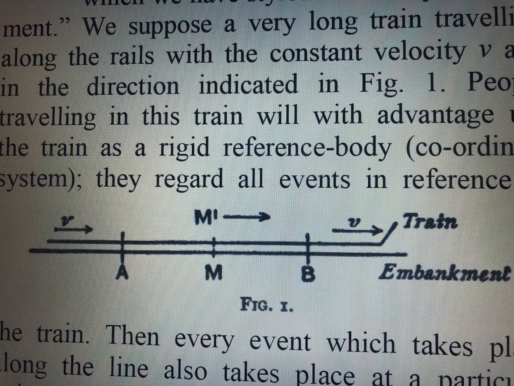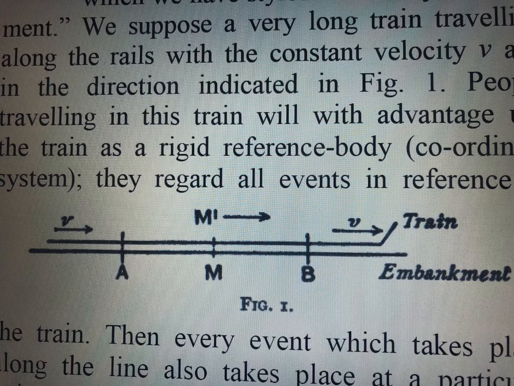Are two events, like the strokes of lightning A and B, which are simultaneous with reference to the railway embankment, also simultaneous relatively to the train? We shall show directly that the answer must be in the negative.